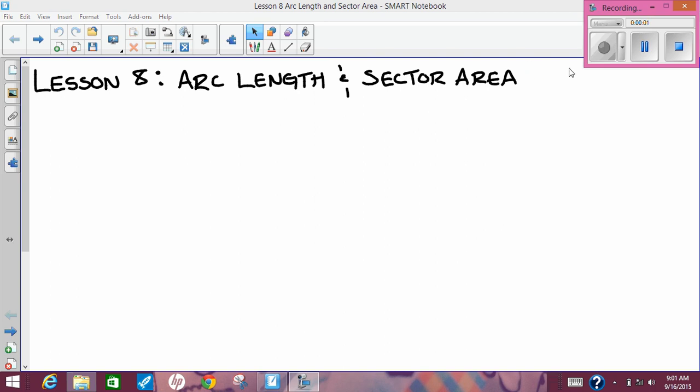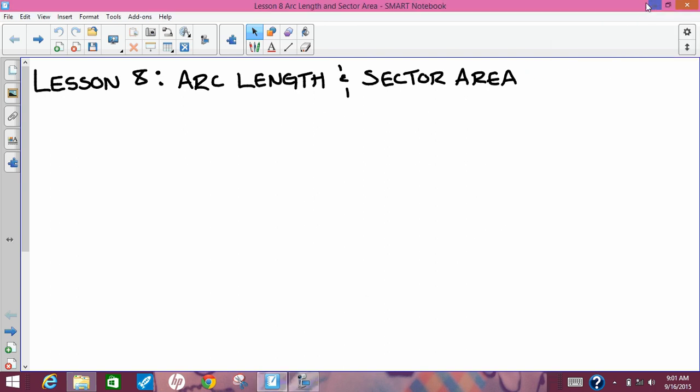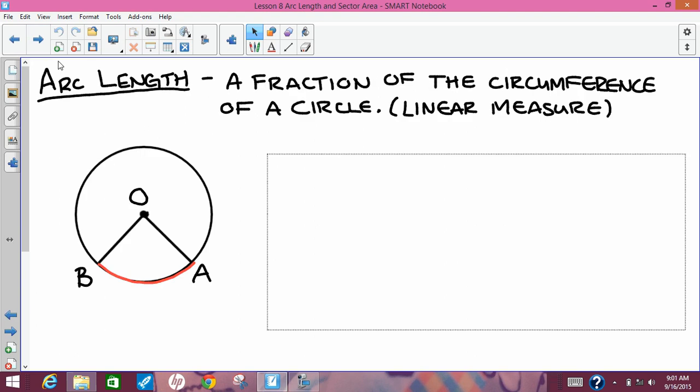Everybody, we talked a little bit about circumference and area in class, and now we're going to use that to talk about the lengths of arcs and the areas of sectors of a circle. So first of all, the length of an arc is just a fraction of the circumference of a circle.